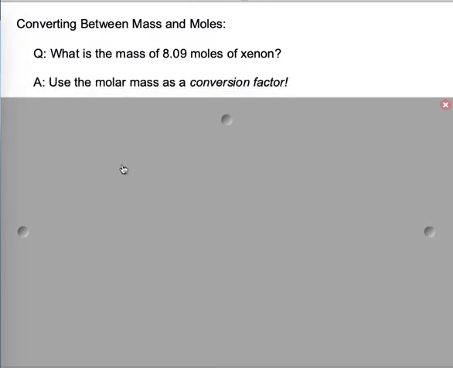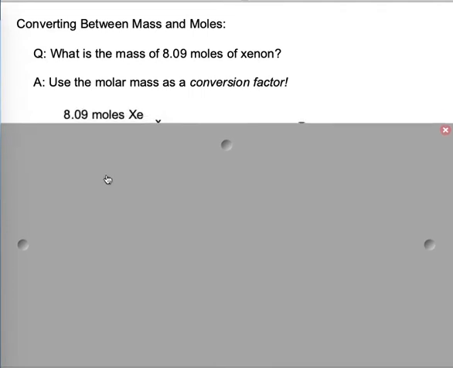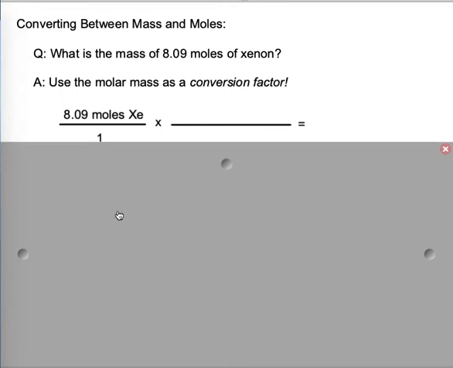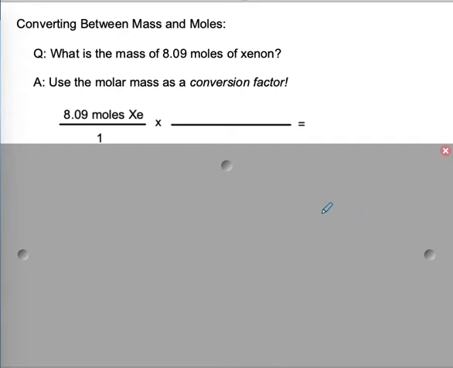What is the mass of 8.09 moles of xenon? I will use the molar mass from the periodic table with units of grams per mole as a conversion factor. So I will take my 8.09 moles of xenon over 1 if you like, and I will multiply it by the molar mass of xenon from the periodic table, 131.29 grams of xenon per mole of xenon. Moles of xenon cancel moles of xenon, and I'm left with 1,060 grams of xenon, rounding to 3 significant figures.